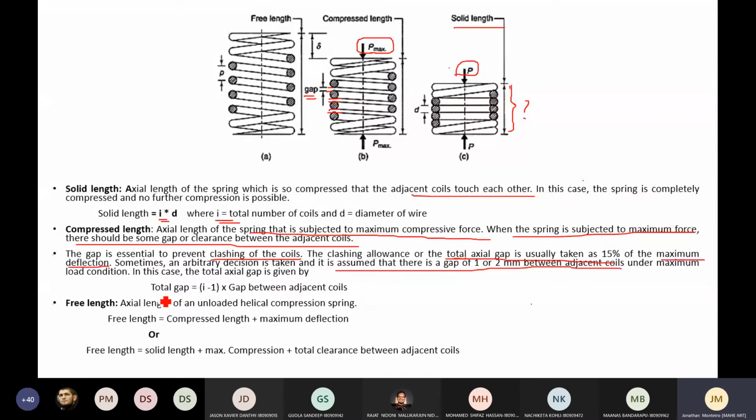Now the total number of gaps is i minus 1 because there are i number of coils. So what is a coil? If you have one turn, for example, let me just try to draw it here.